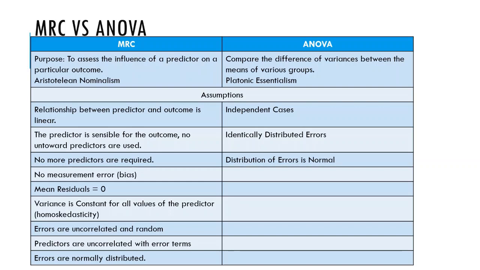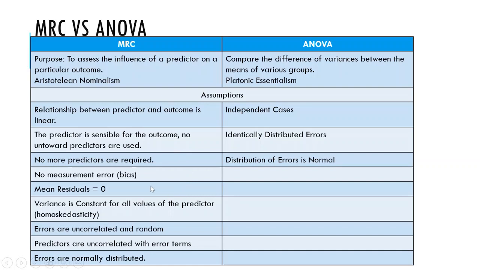So the first assumption is that the relationship between predictor and outcome is linear. It can be represented in the form of a line. The predictor is sensible for the outcome, which means that one predictor logically precedes the outcome. The fact that it says no more predictors means that the model itself is self-contained. There are no additional variables required which would predict the particular outcome variable.